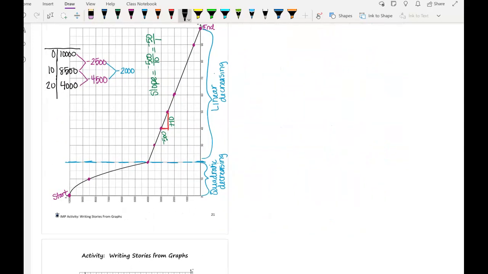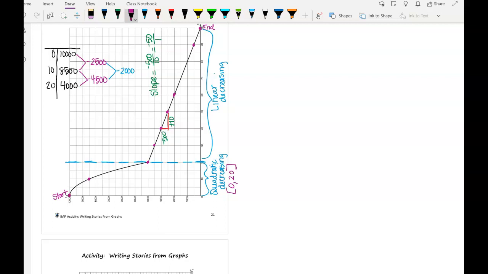What did we say 0 to 20 represented? I have it written right on the graph. We talked about it. What does 0 to 20 represent? Quadratic decreasing. This is your 0 to 20 right here. That's that interval. When we talk about intervals, we're talking about that chunk of the x-axis.